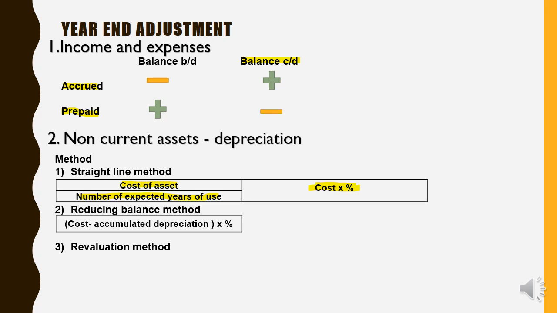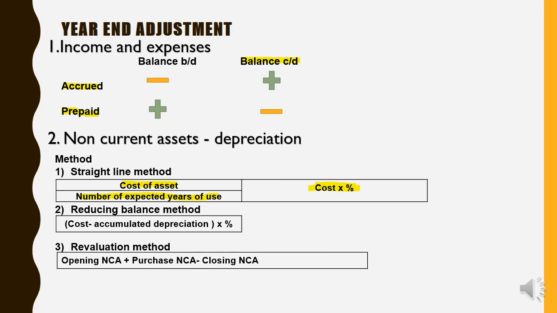Okay, the third one is the revaluation method. Revaluation method is also very easy. You take the opening cost of non-current asset plus purchases of non-current asset minus closing cost of non-current asset. Then the value that you get is your depreciation. If you get 0, there is no depreciation for this question. If you got some value, that particular value is your depreciation. We learned this under club and society, you remember?